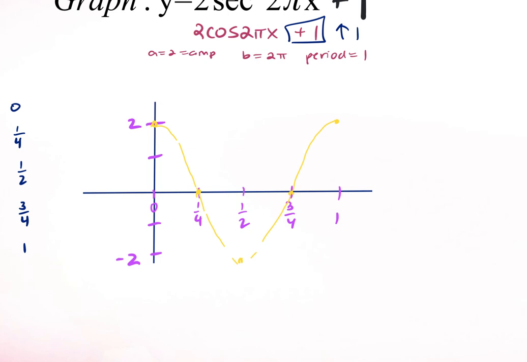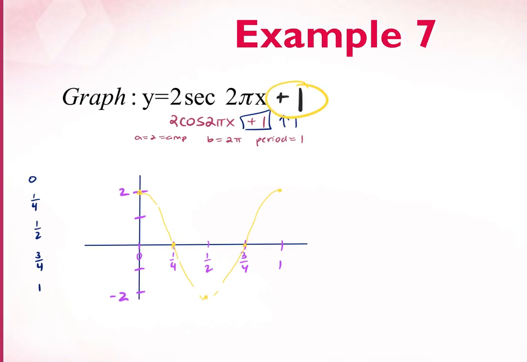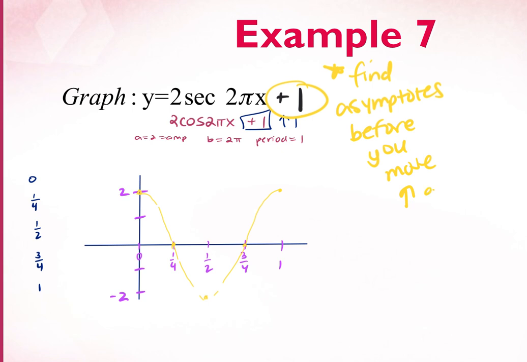Now here's what's important with the vertical shift. You need to find the asymptotes before you do the vertical shift. So before you move your curve up or down, you need to find the asymptotes. Just because the same reason as the tangent or cotangent, that you're not going to be able to find your baseline. You'd have to visualize where your axis would move, which gets way more complicated.